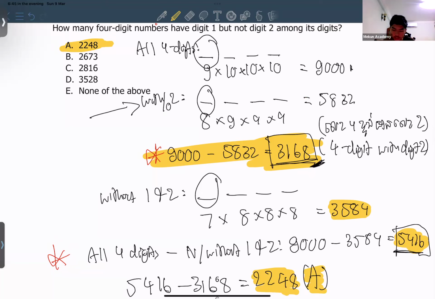No, you cannot find directly the number with 2 only, because for example, the numbers can be written as 9,223 or 9,321. So we cannot find directly the number with 2 only and with 1 and 2 only, so you need to find it in these steps.